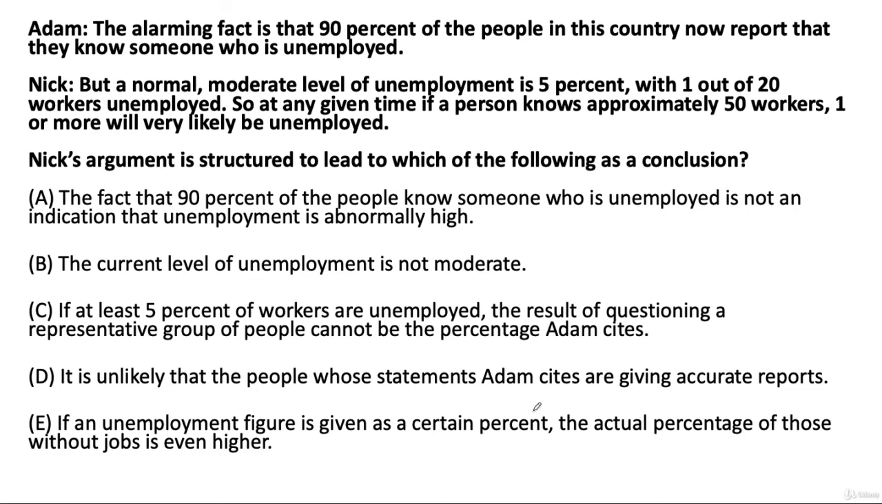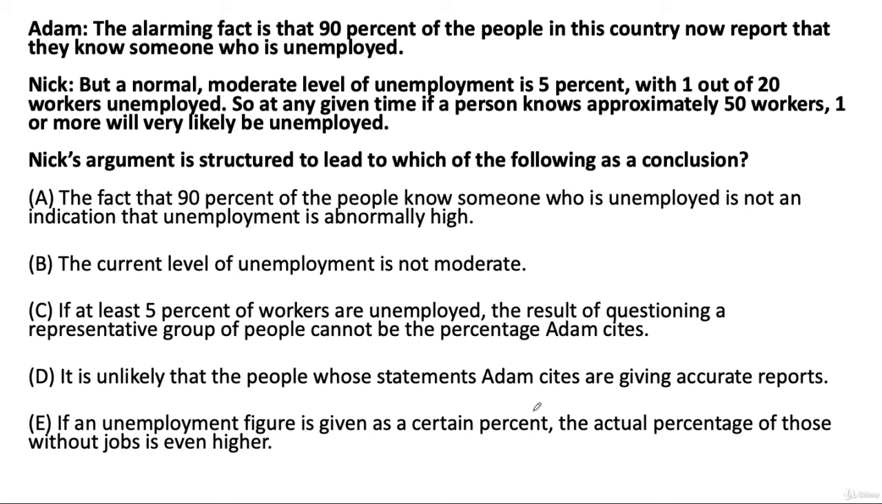The alarming fact is that 90% of the people in this country now report that they know someone who is unemployed. So Adam here is making an argument. And Nick says, but a normal moderate level of unemployment is 5%, with 1 out of 20 workers unemployed. So at any given time, if a person knows approximately 50 workers, 1 or more will very likely be unemployed. So after getting a first glance of this statement, we can conclude that Nick is going against Adam, is not in favor of the statement that Adam has made.